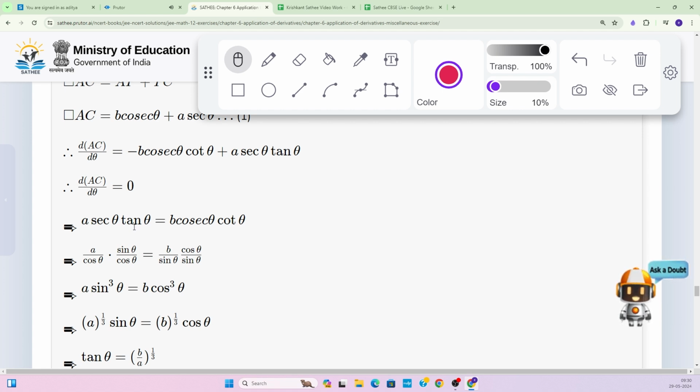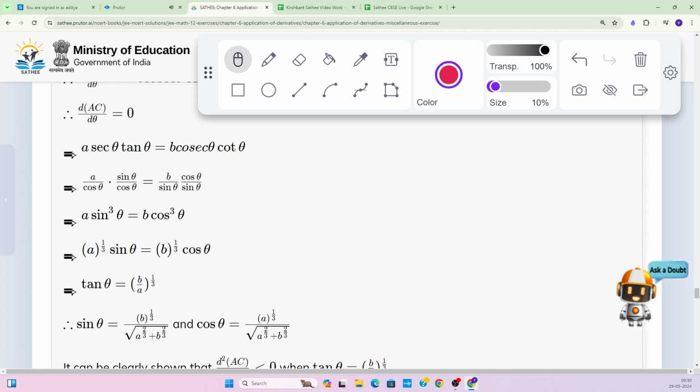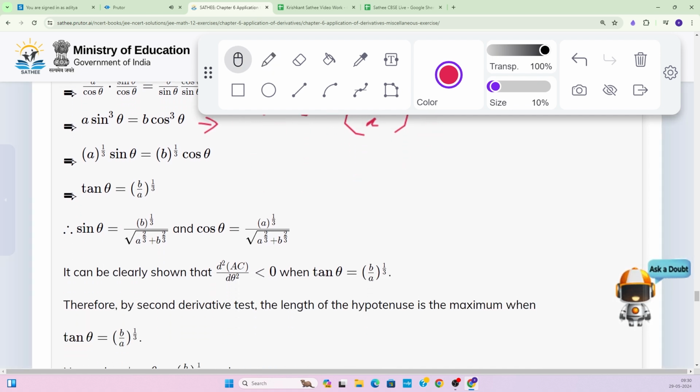Simplify them. Okay, what you will have, let's see. You will have A sin cube theta is equal to B cos cube theta. This means you will have tan, if you want to simplify at this stage, tan cube theta is equal to B by A. In other words, tan theta is equal to the cube root of B by A. That's it, as it is already written over here.